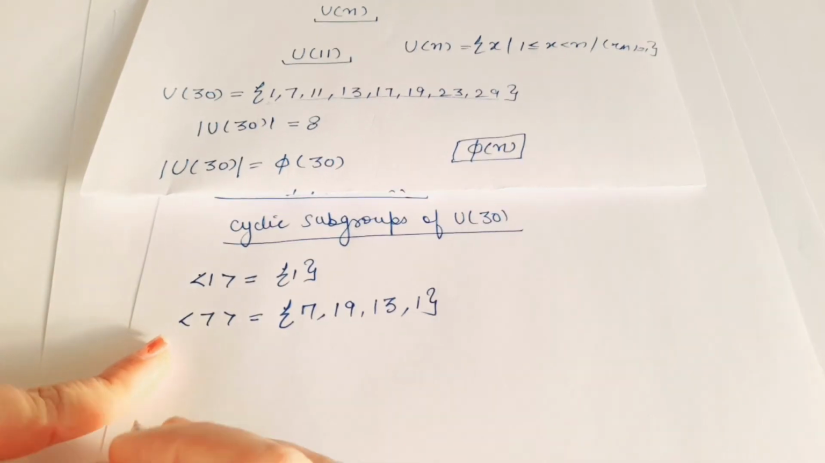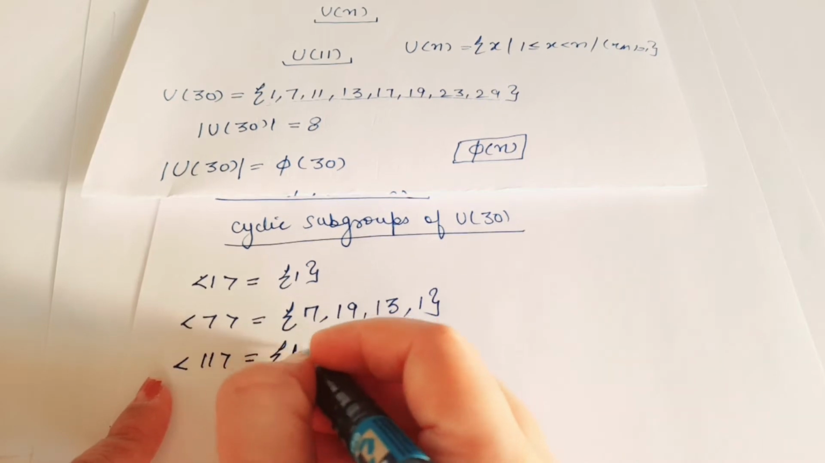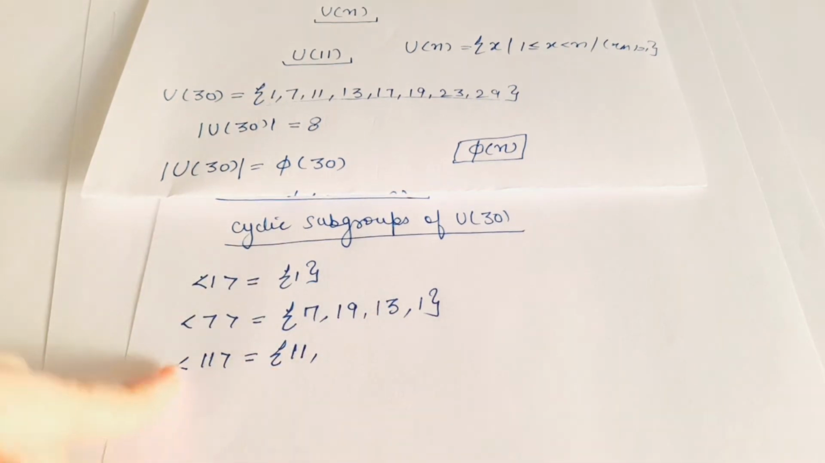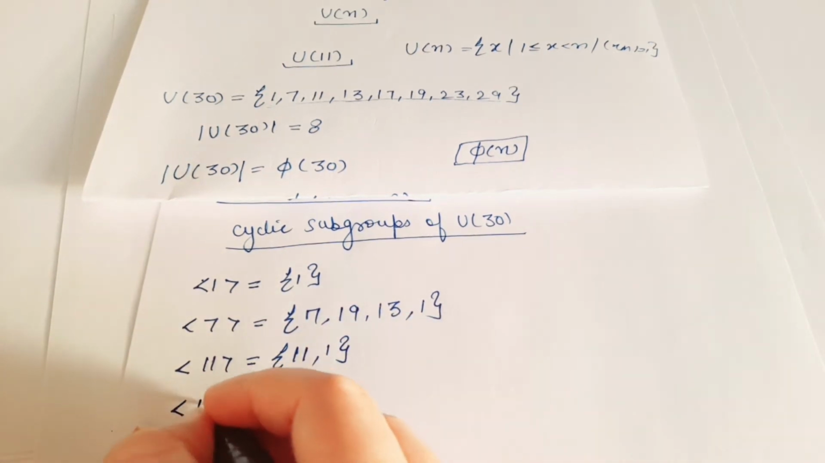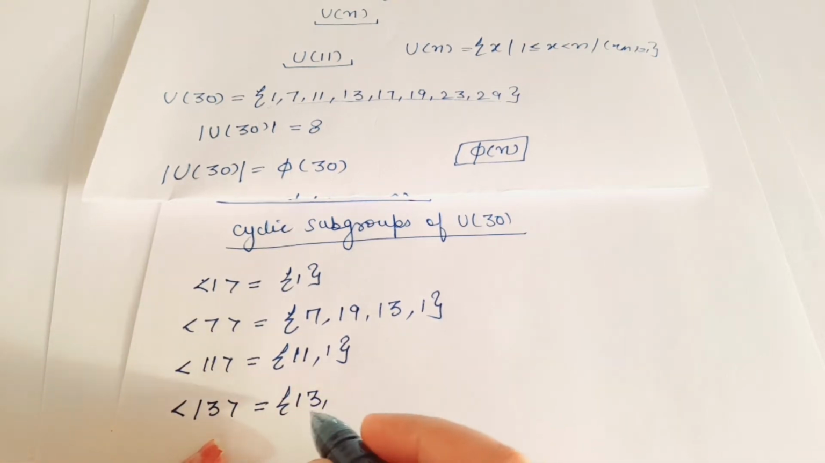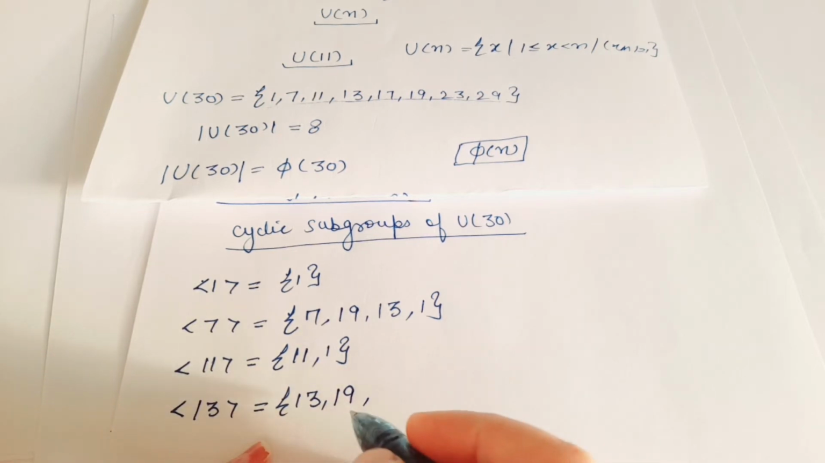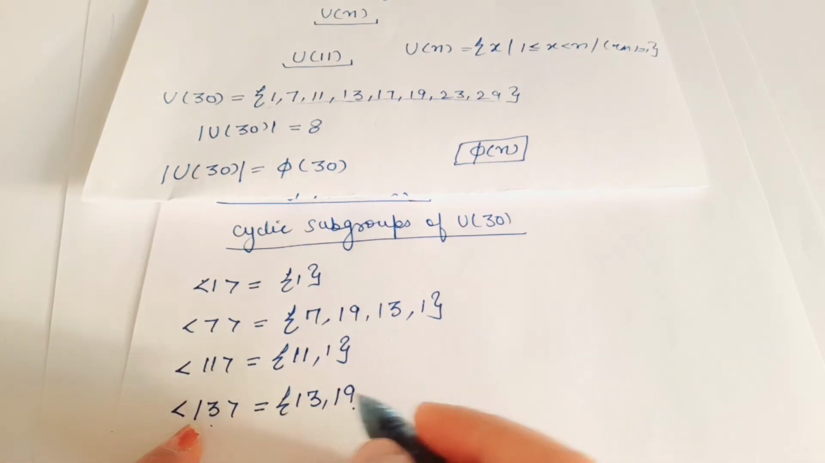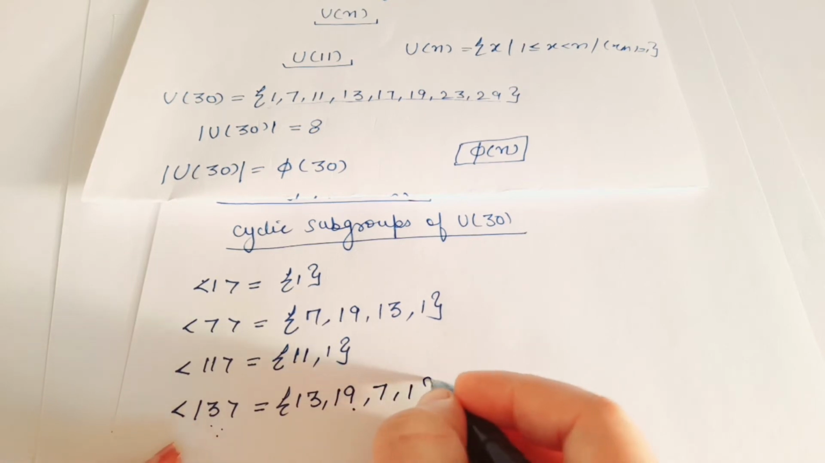Okay, similarly subgroup generated by 11. Now 121, divide by 30, remainder will be 1. Subgroup generated by 13. Next is when you will multiply 13 into 13, you will get 169 and divide it by 30, you will get 19. And then 19 into 13, or you can do 13 cube. So 19 into 13 and then divide by 30. The remainder will be 7 and 1.